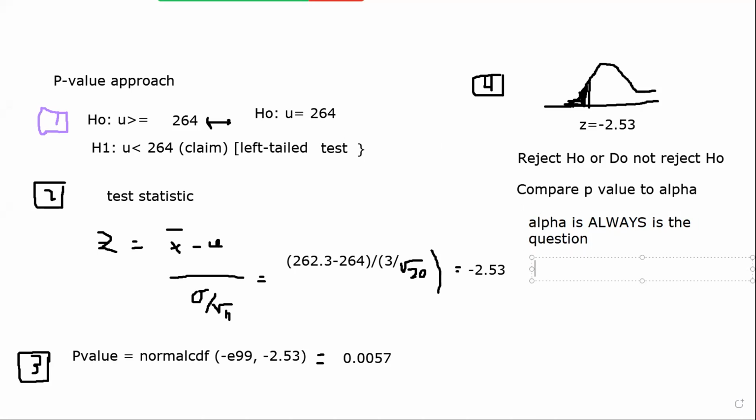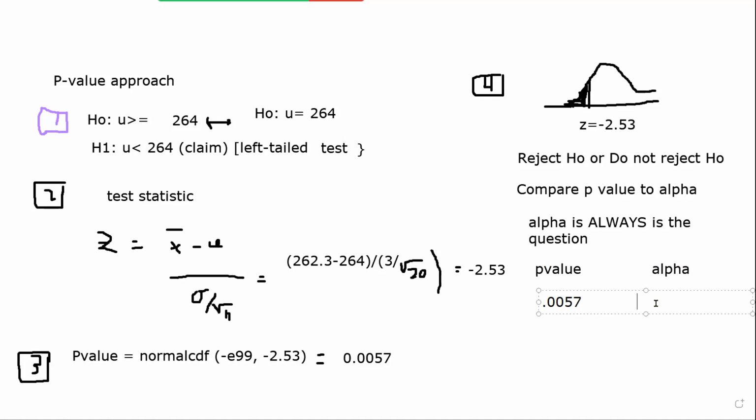So we're going to write p-value, and we're going to write alpha on the other side of it. You'll see why in a minute. Your p-value is, in this case, 0.0057, sorry. Your alpha here was 0.01, okay?